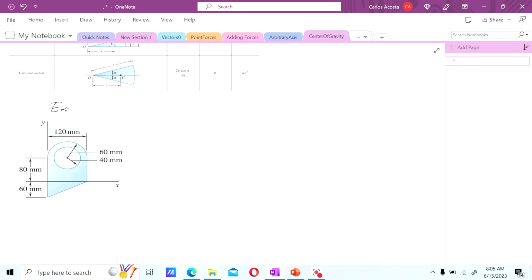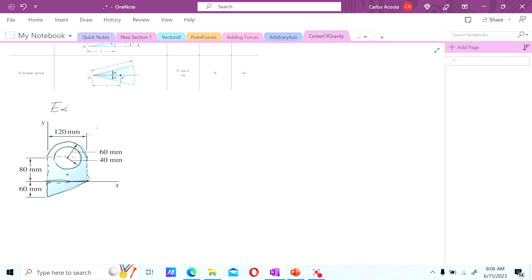So let's look at this example. They're asking us to find the centroid and the first moment of area of this geometry. So the first thing we want to do is divide the geometry in regular elements. And the regular elements are a triangular shape, a rectangular shape, and a semicircle. All right, and once we add these three elements, we have to subtract a full circle with diameter 40 millimeters.